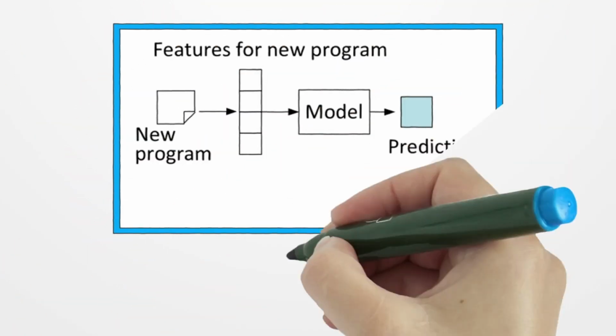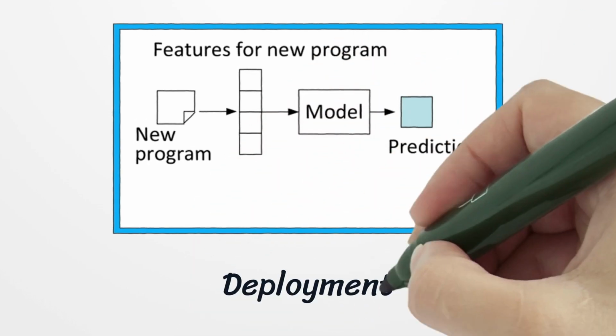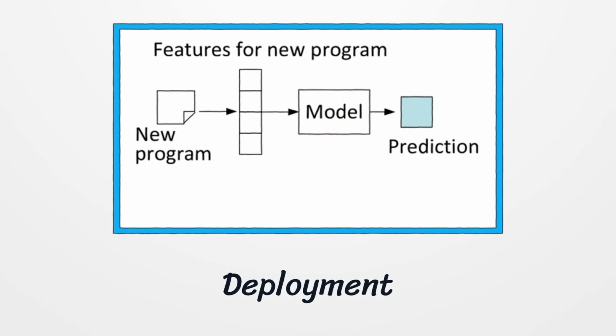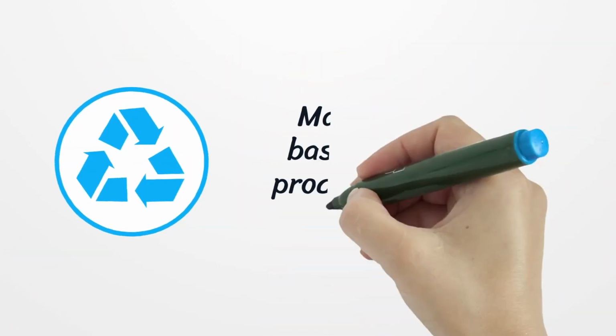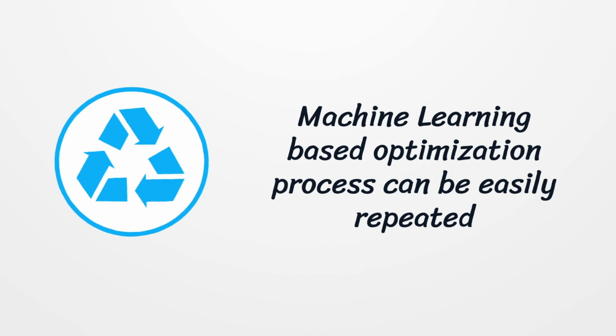In the deployment stage, the learned model is integrated into a compiler. To make a prediction, the compiler first extracts the features of the input program and feeds them to the model. The utmost advantage of machine learning-based optimization is that the whole process can be easily repeated whenever there is a change in hardware architecture, operating system, or application domain.